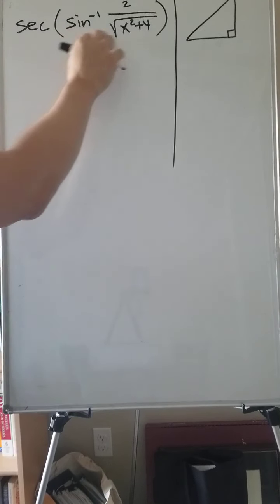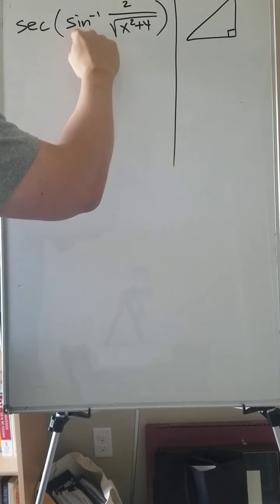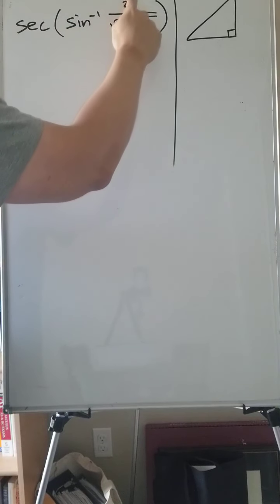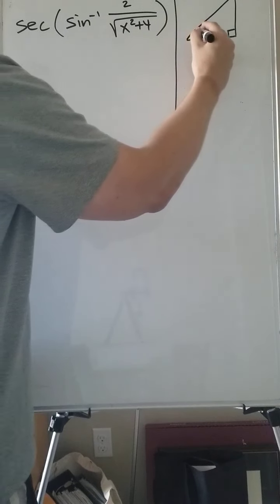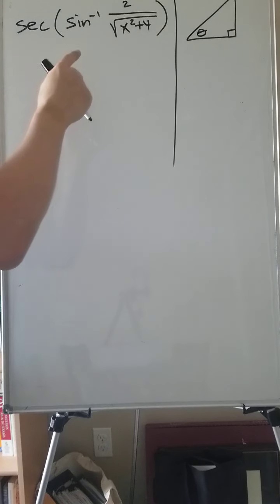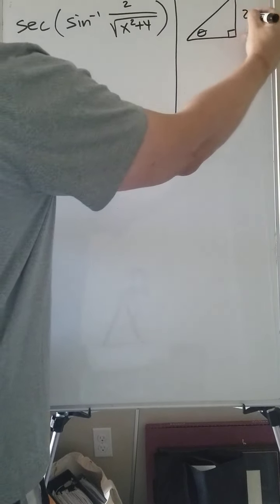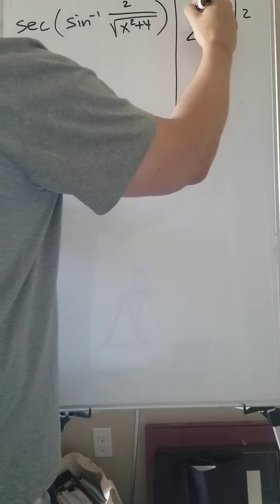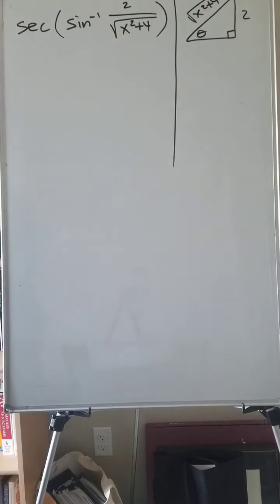What does the inverse trig function represent? It represents some angle, and in the case of sine, it's the angle that makes sine equal the opposite over the hypotenuse. And so again, call that angle something. I'll probably just call it theta. So sine of theta would be the opposite over the hypotenuse. So the opposite side would be 2, and the hypotenuse would be the square root of x squared plus 4. Opposite over hypotenuse, because that's what sine is the ratio of.